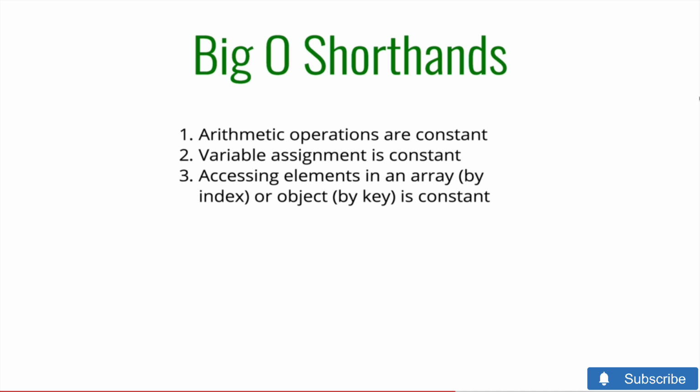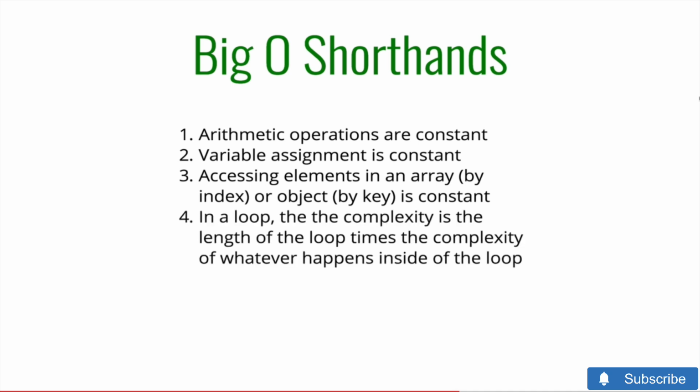The next rule is that in a loop, the complexity is the length of the loop times the complexity of whatever happens inside the loop. So if we're working with a loop that's looping over a list, or it's looping through, like we did earlier, 0 to n, as n grows, that loop grows. But then whatever happens inside that loop is also consequential, because if we have nested loops, as we've seen, then we end up with potentially n squared runtime.